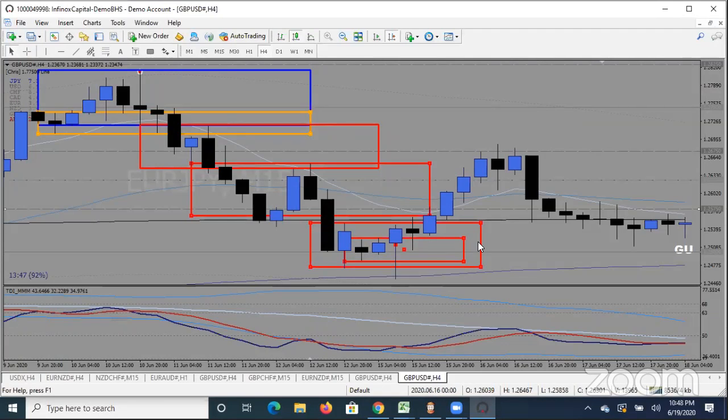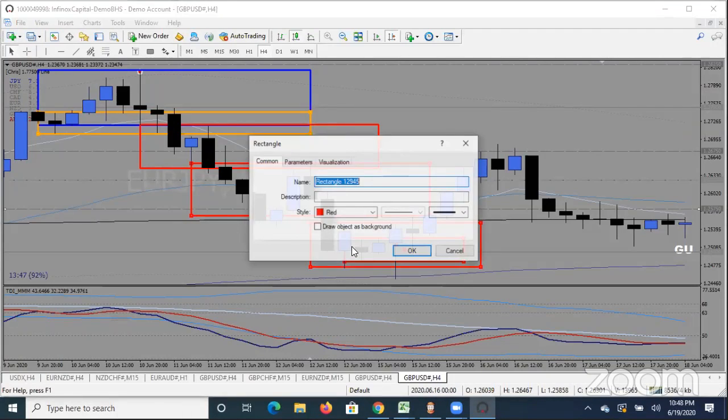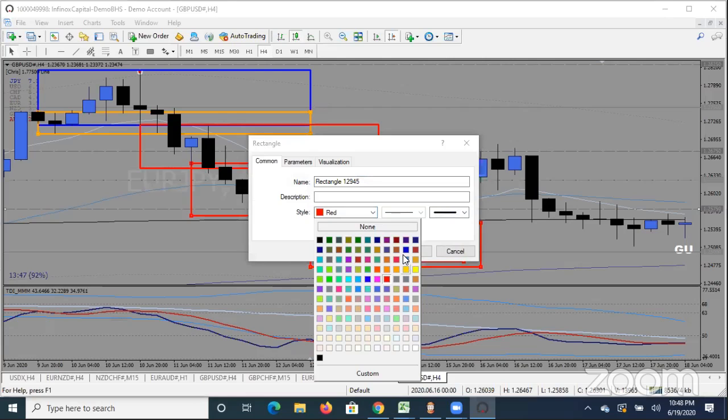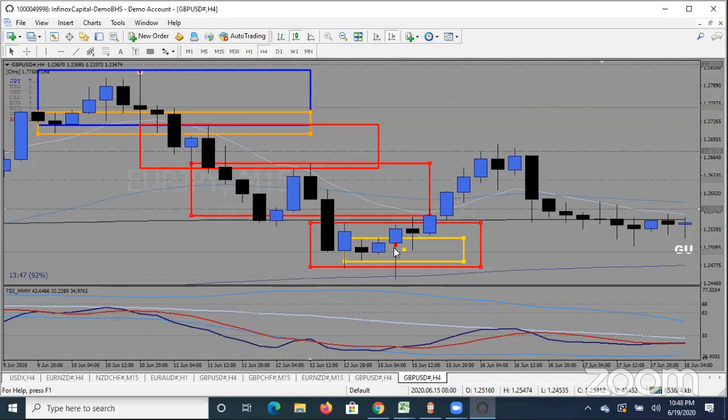and I called it my breaker. The reason why I did that was that I wanted to use the normal ICT concept of this being the last bearish candle that was traded above. So upon this pullback down into this point, we're buyers, right?